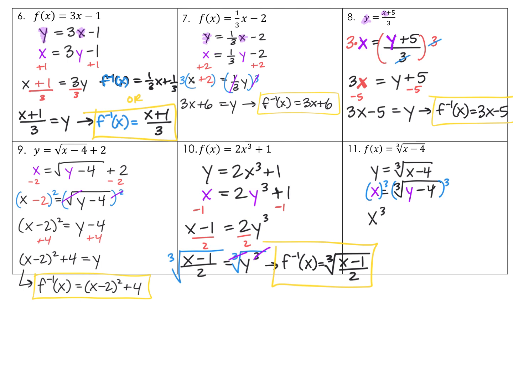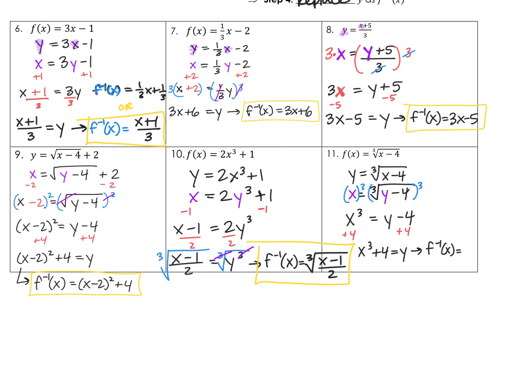So you got x to the third is equal to 1 minus 4. And you just have to add 4. Okay, you get this. If you got that, well done. Make sure that you have inverse notation, so inverse of f of x instead of y is equal to x to the third plus 4. Okay.